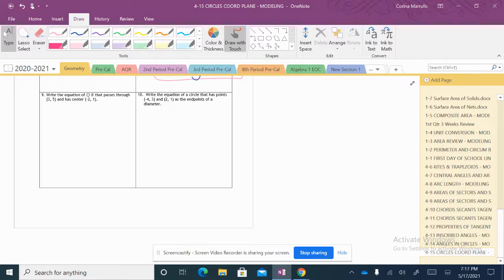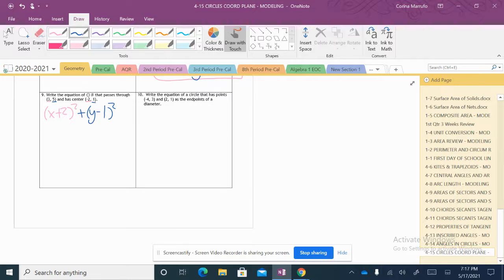All right, the next part says write the equation of circle B that passes through point (3, 5). Okay, so that means we're going to have x minus 3 squared plus y minus 5 squared. Oh, it passes through that point. My bad. The center is this one, negative 2. So instead of this being minus 3, it should be plus 2. And then this is a 1, so instead of being minus 5, it should be minus 1.